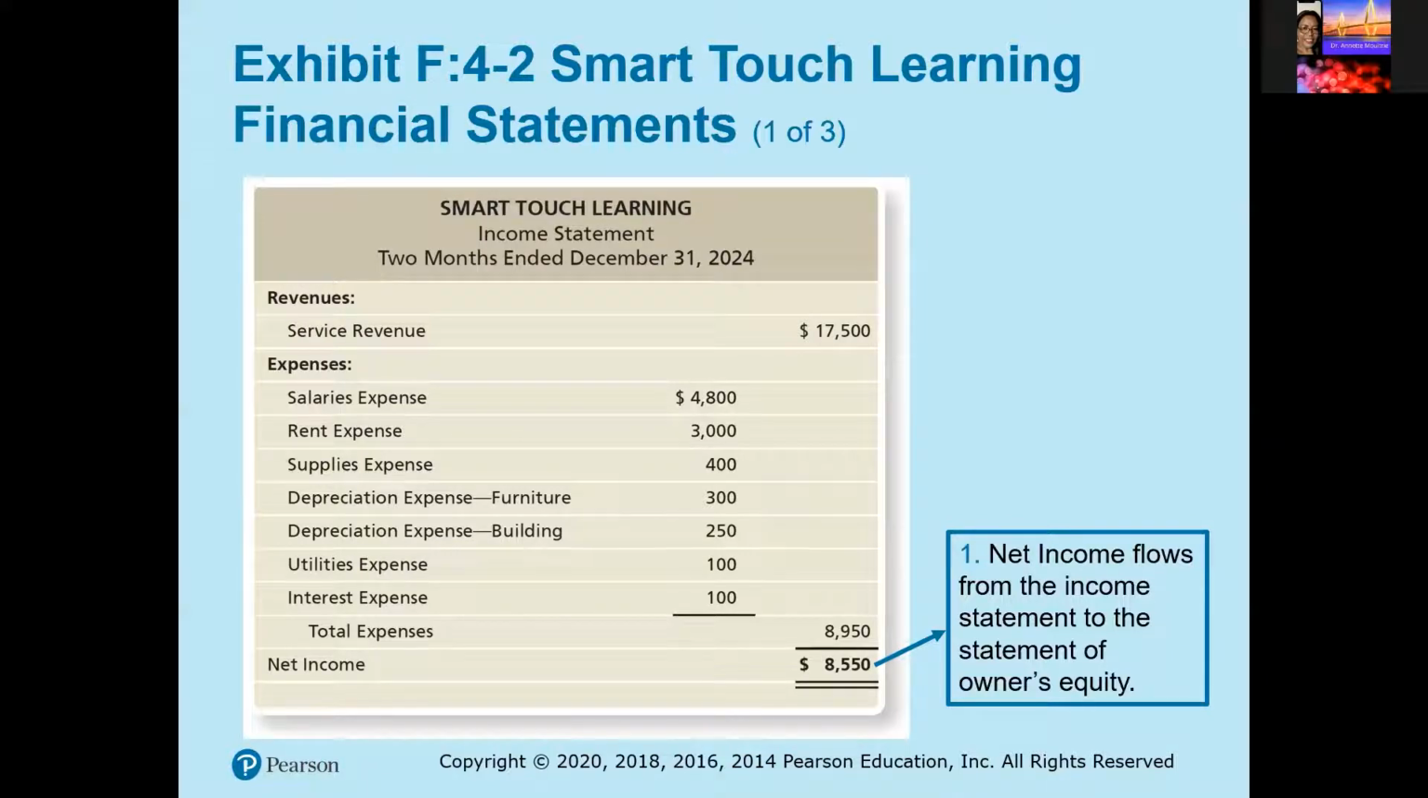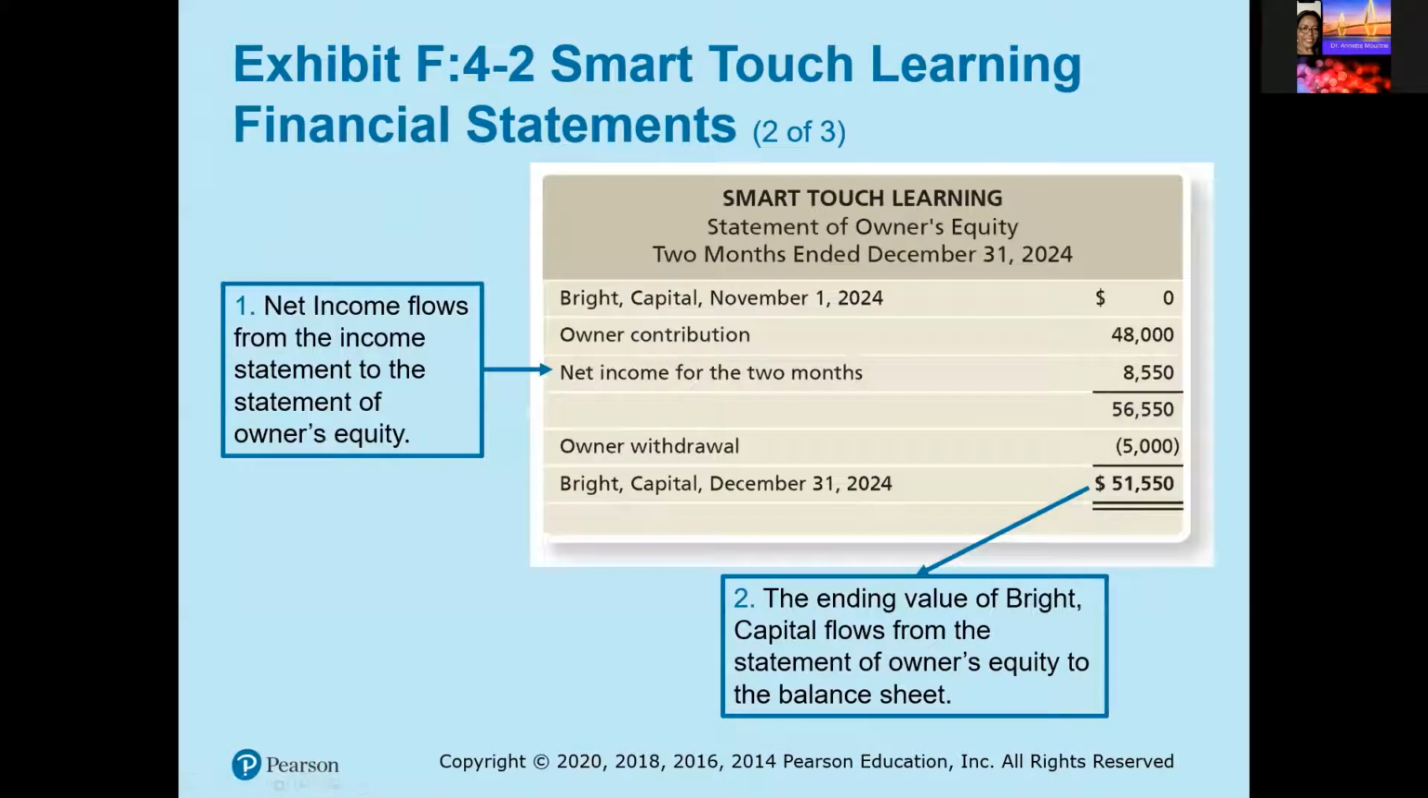We always prepare the income statement first. The net income or net loss from the income statement will flow to the statement of owner's equity. Here is an example of the income statement for Smart Touch Learning, 2 months ended December 31st, 2024. And you see here that the net income of $8,550 will transfer to the statement of owner's equity.